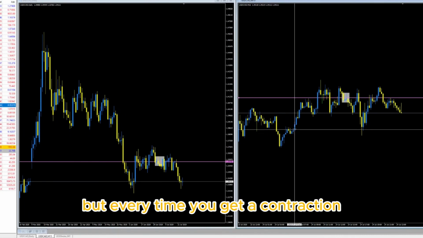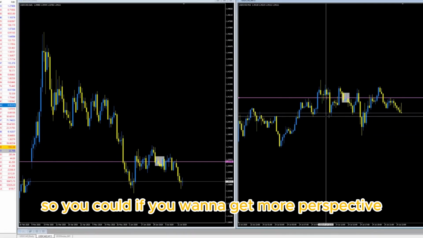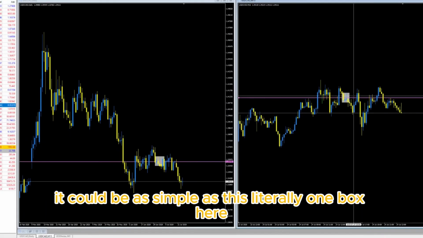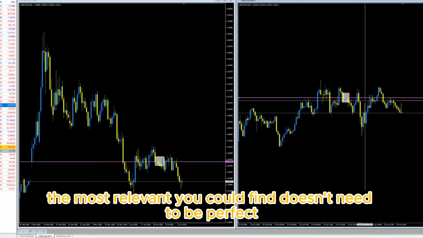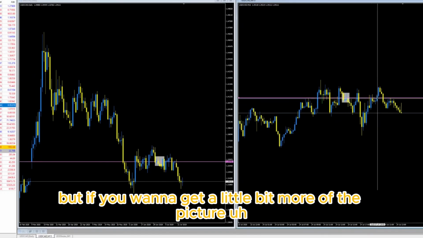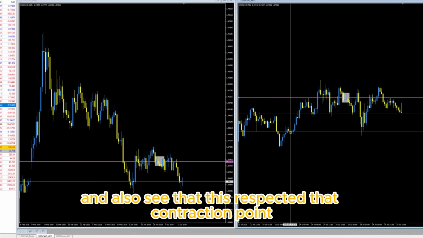But every time you get a contraction, there is that two-way equalizing business. So if you want to get more perspective, it could be as simple as this. Literally one box here, the most relevant you could find. It doesn't need to be perfect, but the most relevant on the higher and the lower time frame. That's where it starts. But if you want to get a little bit more of the picture, you can go ahead. I see that there was a good contraction here and also see that this respected that contraction point.